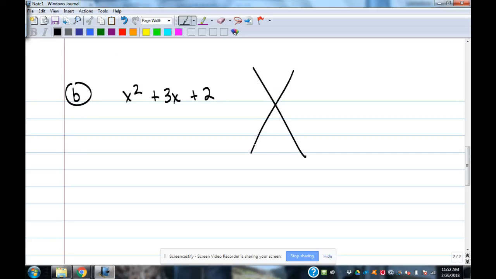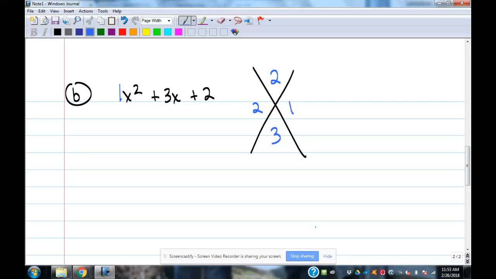What goes on the top of the x? What's in front of x squared? 1. 1 times 2, 2. On the bottom goes 3. Always the middle part in the bottom. To get the top number, it's always what's in front times what's in back. Okay? Always going to multiply. Now, we need numbers that multiply to be the top and add to be the bottom. The only things that multiply to be 2 is 2 times 1, right? 2 times 1 is 2. 2 plus 1 is 3.